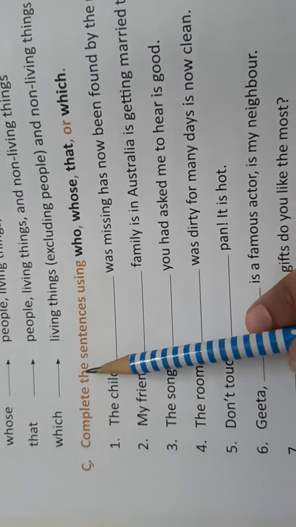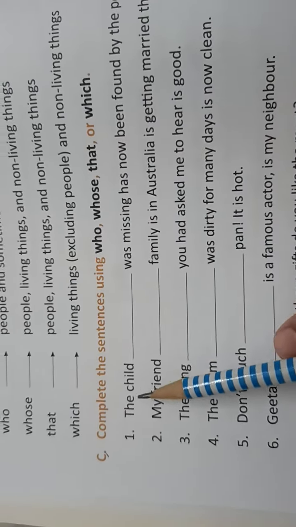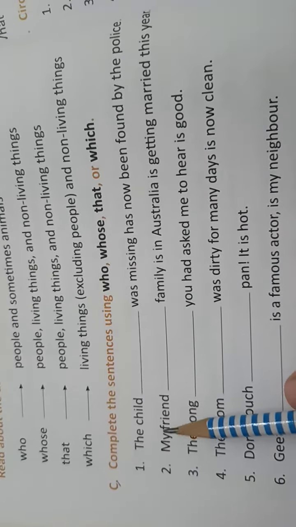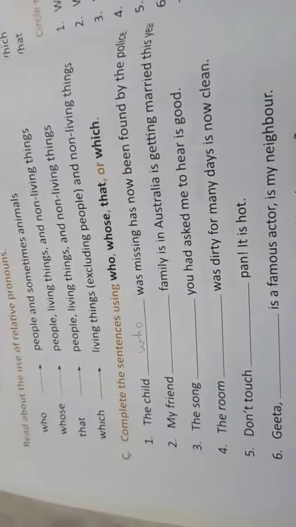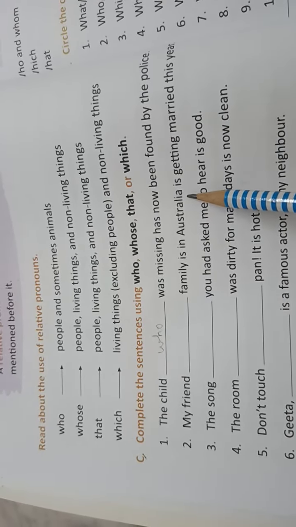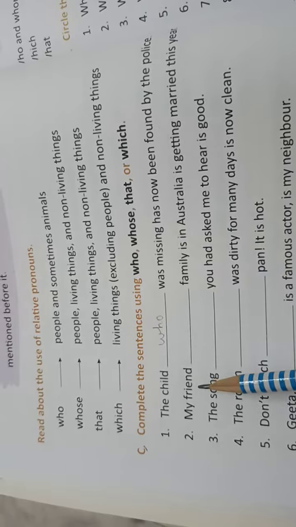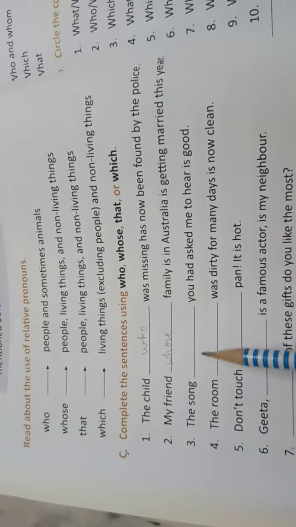Now let's do this exercise. Complete the sentences using who, whose, that or which. The child dash was missing has now been found by the police. So we'll say, the child who was missing. My friend dash family is in Australia is getting married this year. So we are relating the friend with the family. So we'll say, my friend whose family is in Australia is getting married.